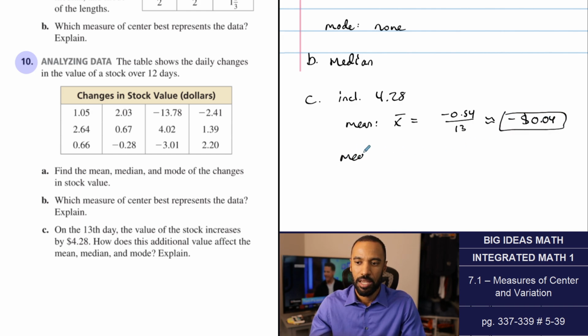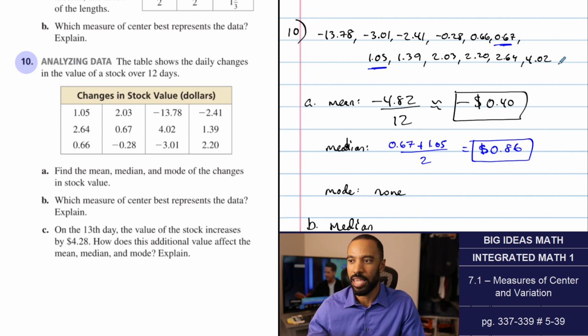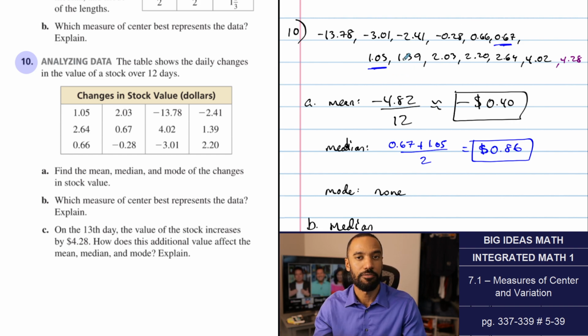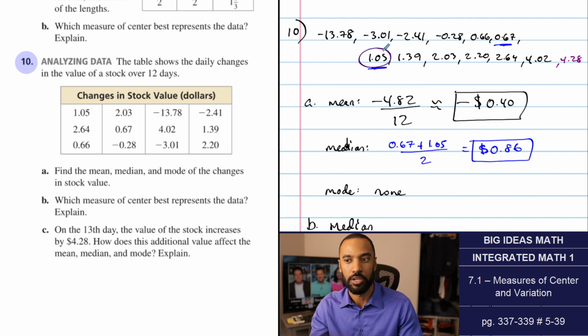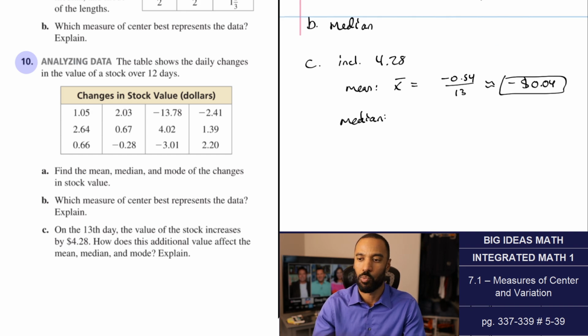The median, now your middle number is the 7th value. If I include 4.28, that would be written in ascending order right here. So it's the highest value. It's your new maximum, if you will. So this shifts now, it's the 13th term, and that now shifts your median to just be this $1.05 value. That was a pretty drastic shift in comparison.